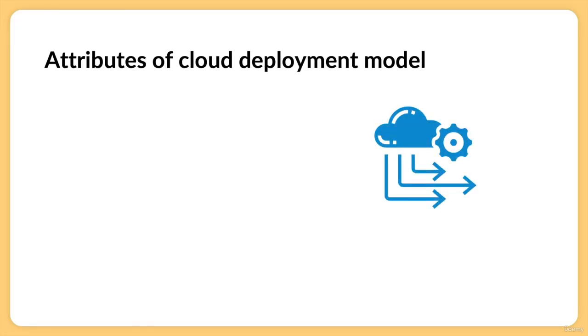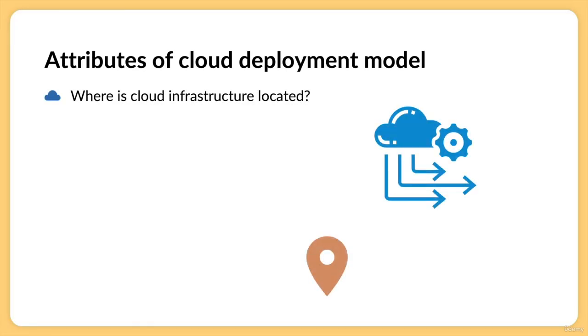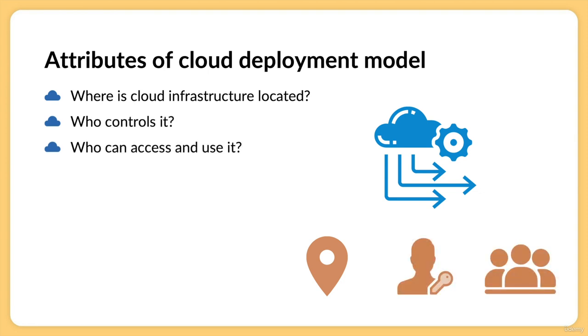It is based on three main attributes. Where is cloud infrastructure located? Who controls it? And who can access and use it? In addition to all the cloud services like compute, storage, network, and database, cloud infrastructure also involves hardware, building, power, cooling, etc. Your control on the cloud will vary based on factors like where the infrastructure is located, who maintains it, and who can use it.